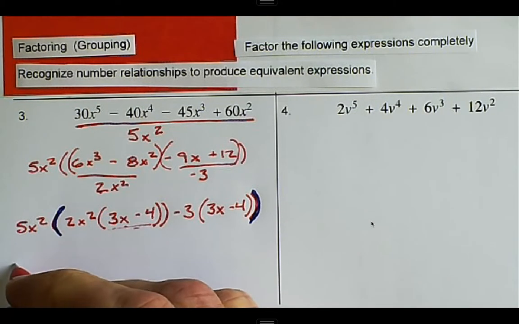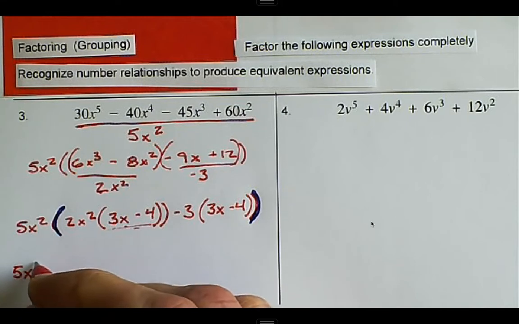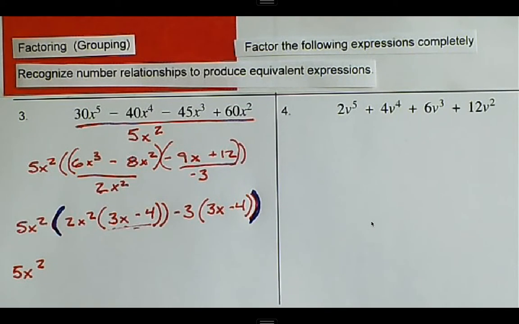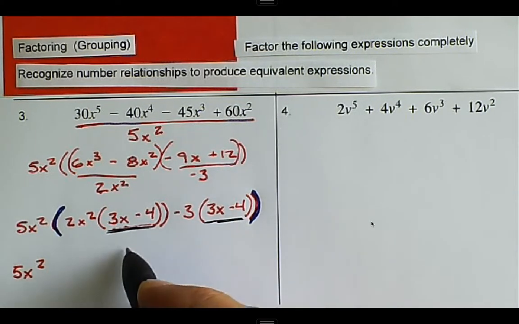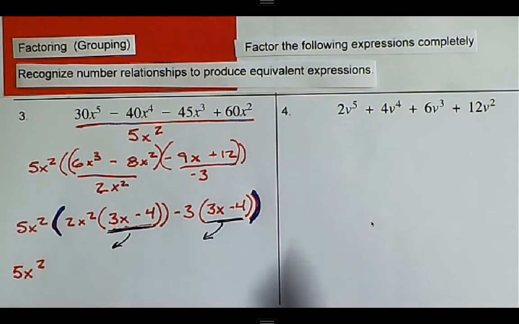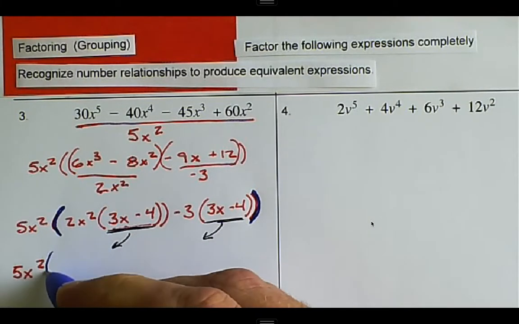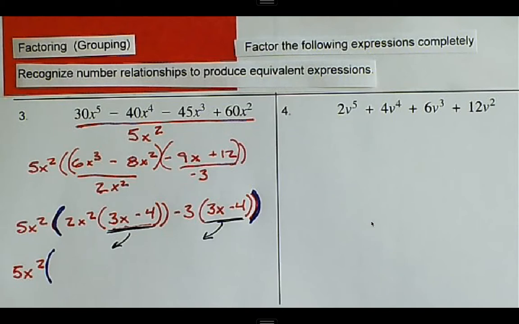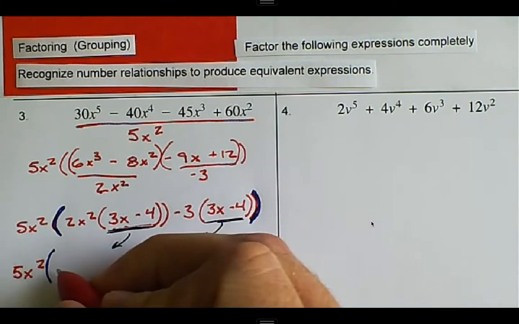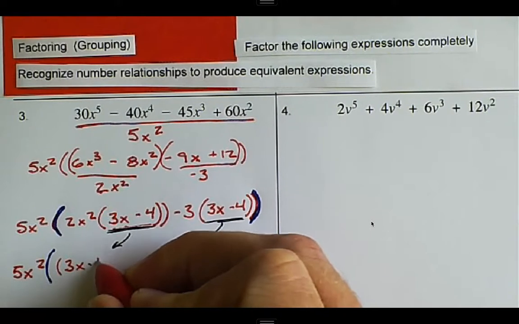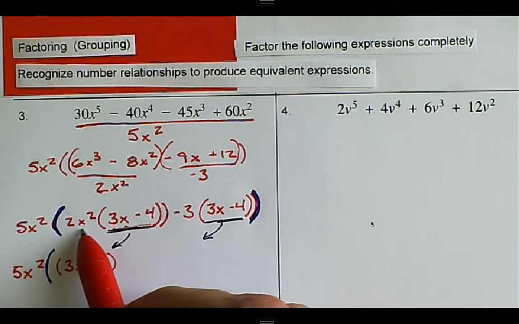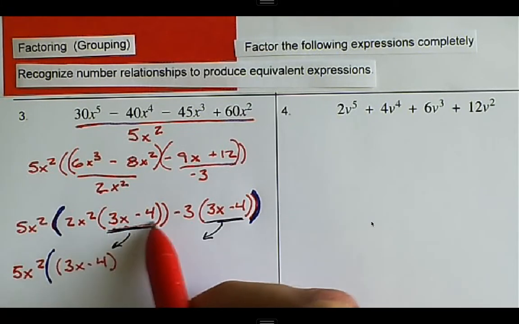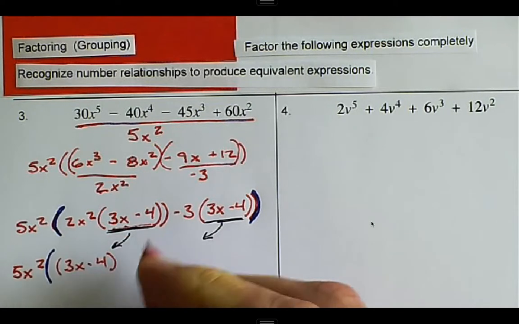So I'm going to write down the 5x squared again, because that has to stay because we factored it out already. And now we can look at these both have the same binomial, 3x minus 4 and 3x minus 4. So we're going to factor the 3x minus 4 out. It's not going to go outside of the blue parenthesis, though. We still need to keep that blue parenthesis there. And so the 3x minus 4 goes out front. Now, from this term right here, 2x squared times 3x minus 4, we factored out the 3x minus 4. So what's left is 2x squared.